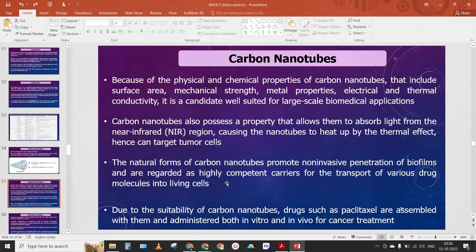The natural forms of carbon nanotubes promote non-invasive penetration of biofilms and are regarded as highly competent carriers for the transport of various drug molecules into living cells. So due to this suitability of carbon nanotubes, drugs such as paclitaxel are assembled with them and are administered both in vitro and in vivo for cancer treatment.